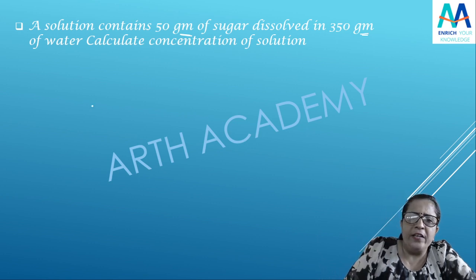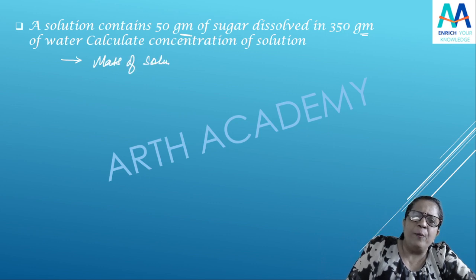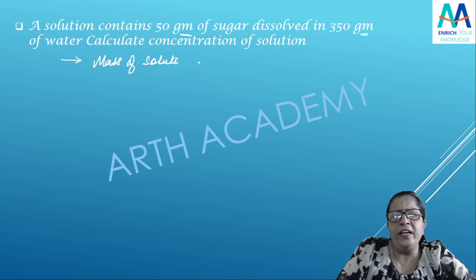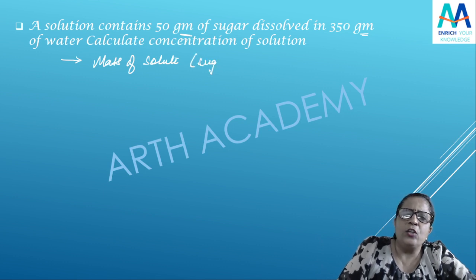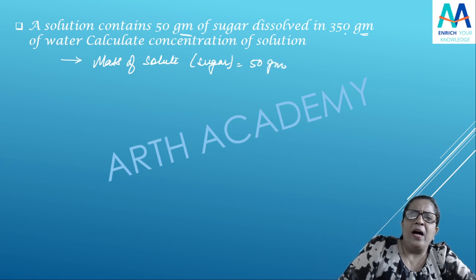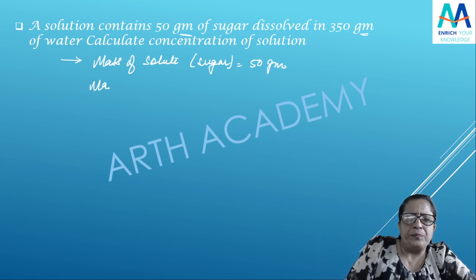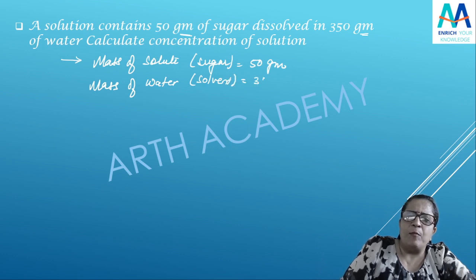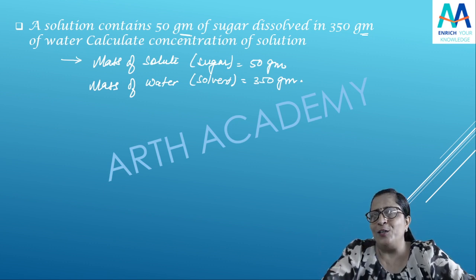So what is given in the question, students? Mass of a solute is given. अब solute क्या है यहाँ पर, sugar है कि water है? Definitely it is sugar, which is 50 grams. Then mass of water दिया है, so water is your solvent, equal to 350 grams. यदि water solvent है तो ये solution कैसा है? This is an aqueous solution, am I right?